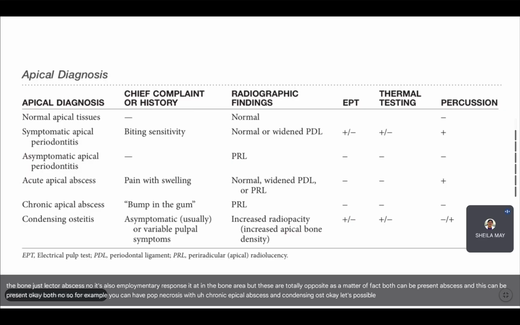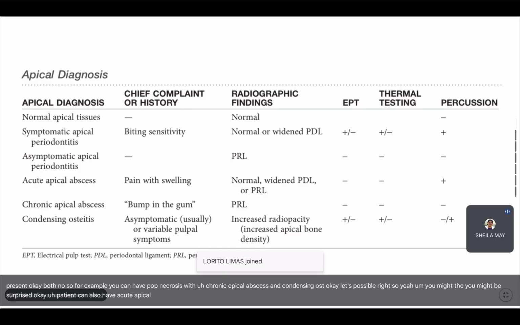It's possible, right? You might be surprised. A patient can also have acute apical abscess with condensing osteitis. Pwede rin yun, kasi nag-transition yung disease. So it's entirely possible that before, condensing osteitis was formed, but now it's in an acute state.